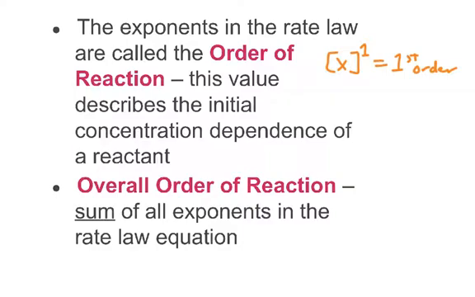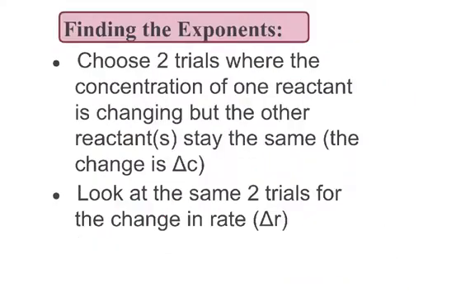So for instance, if I had an equation like this, my overall order would just be equal to 3. I'm just adding the exponents together. So let's get into the tricky bits.